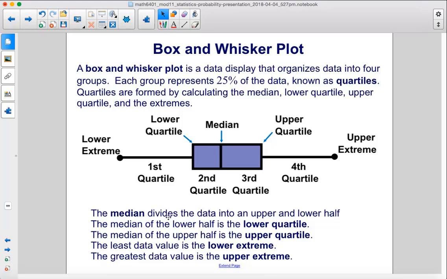The median divides the data into an upper and lower half. Here's our median, here's the upper half and the lower half. The median of the lower half is the lower quartile, which is here. The median of the upper half is the upper quartile, here. The least data value is the lower extreme, and the greatest data value is the upper extreme. And here we have the first quartile, second, third, and fourth quartile.